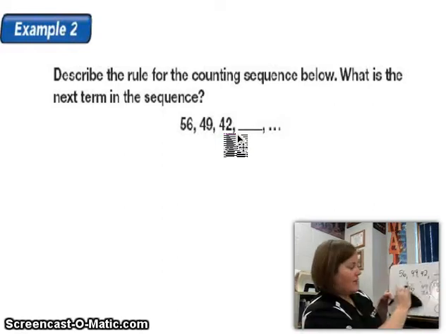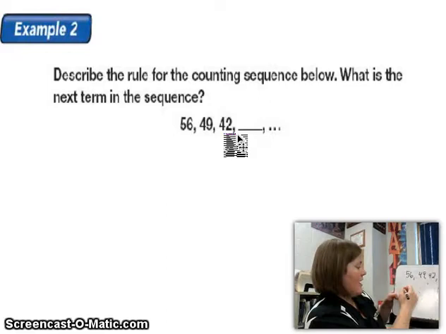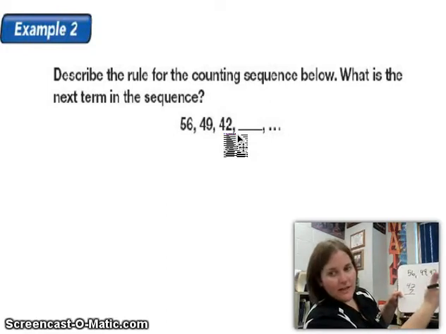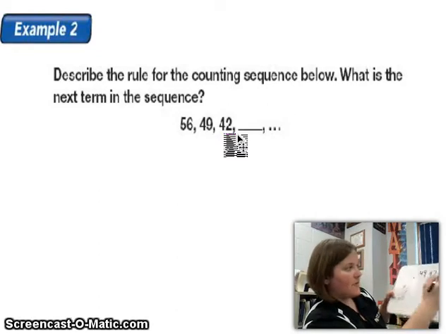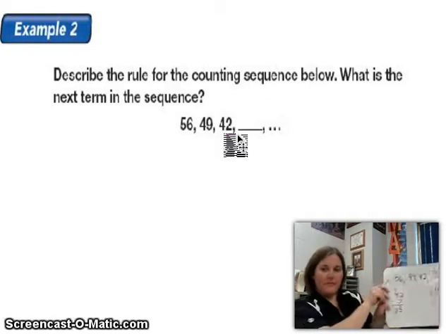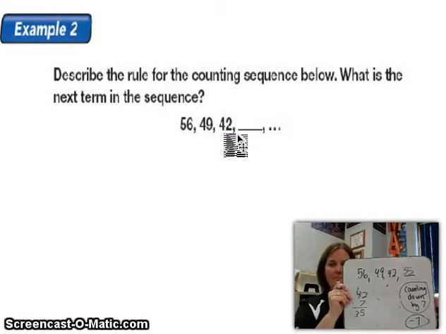I'm out of room on this little whiteboard here, so I'm going to get rid of that other work, and then do 42 minus 7. And I know what it is, but if you need to do the borrowing, that's fine. You can do that. We get 35. So the next term is 35. Okay? Now you can see it.